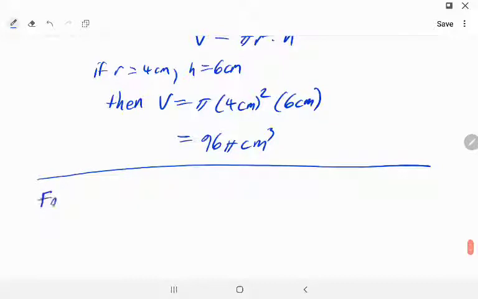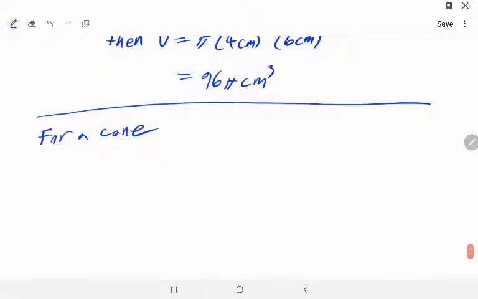For a cone, where we basically have a circle with sides going up to a point, if we have a height of h, we have to be careful now. Much like we saw with the pyramid, a cone can have a height and a slant height. So you've got the actual height from the base up to the point, the vertex, and then you also have that slant height. So be careful.